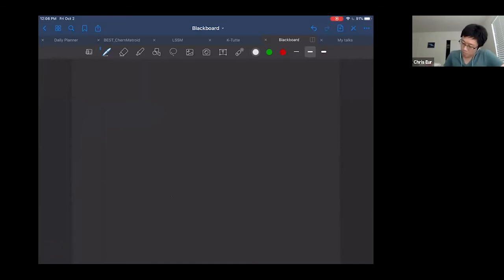So before telling you exactly what we did, let me set some definitions. If I have two matroids, M1, M2, on a common ground set, and let's say they have total rank R1 and R2.